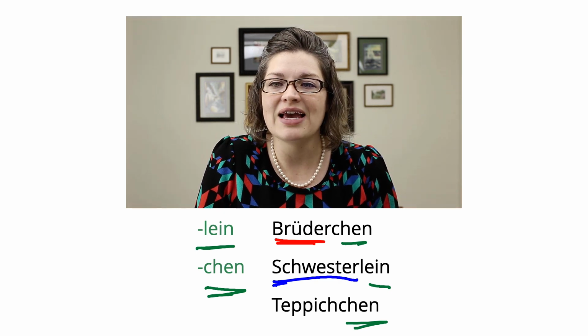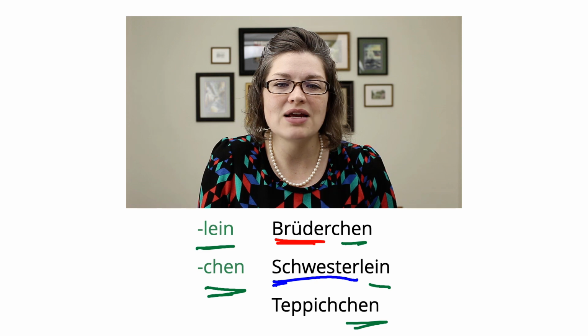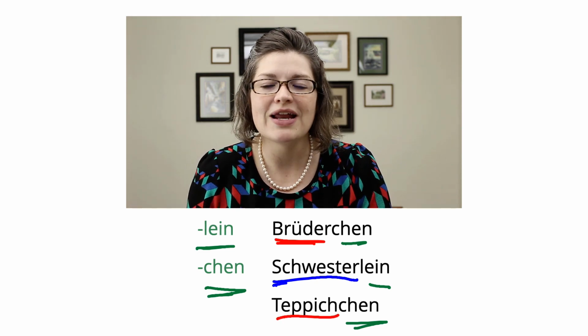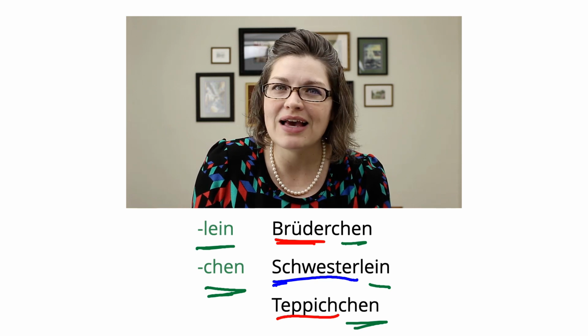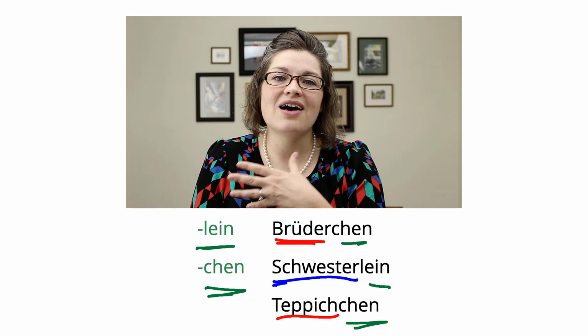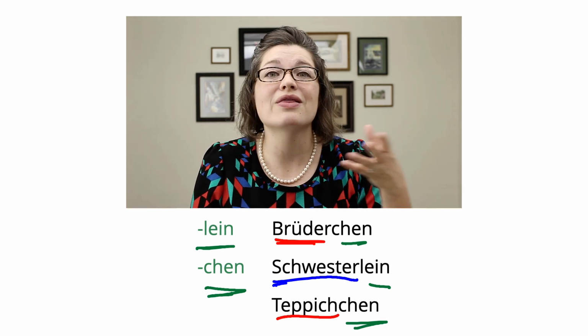We can use this same concept even with inanimate objects such as Teppich. Teppich is a masculine noun, right? Had this in our previous slide, and it means rug or carpet, but I can put this chen onto the end of it and make it das Teppichchen, and it means little carpet or little rug.